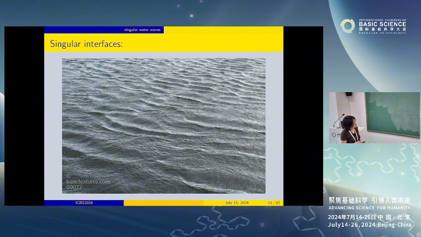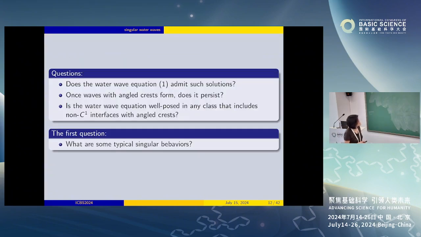The angled crest, okay? So certainly this is not C1 alpha, right? Because it's not even C1. So the question is, does the water wave equation admit such solutions? And once a wave with an angled crest forms, does it persist?